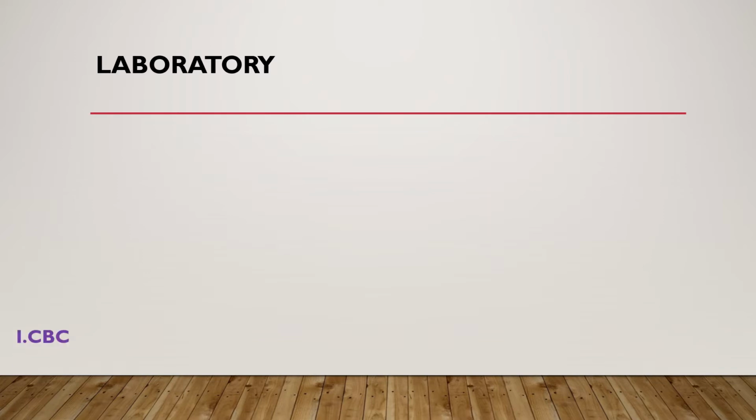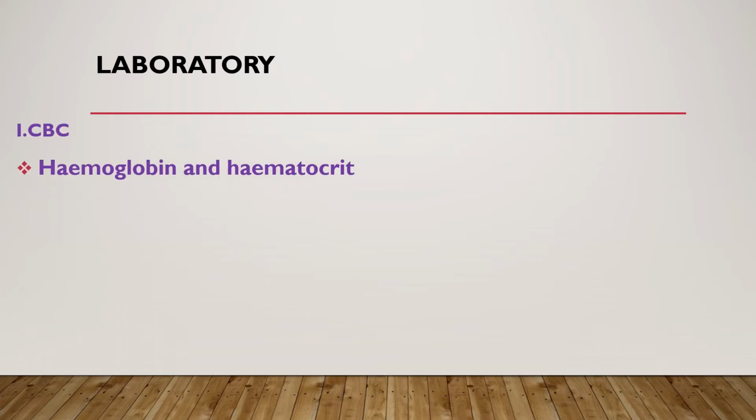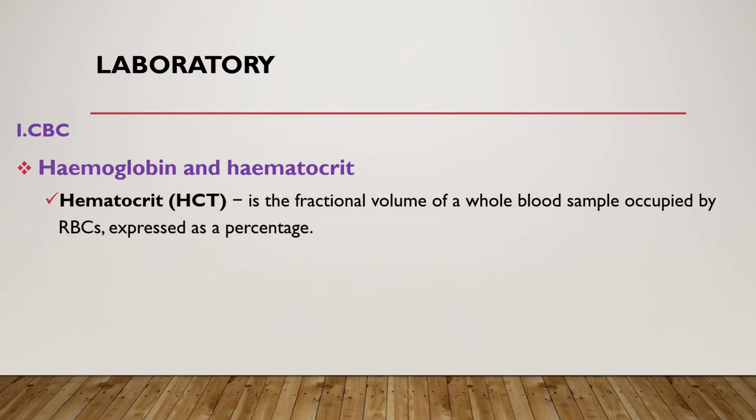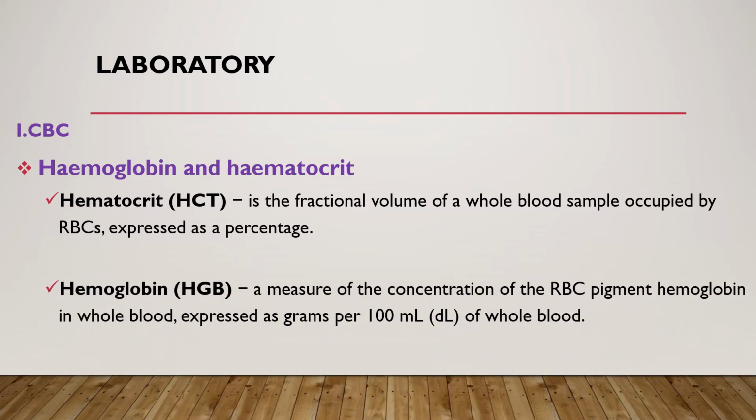We should start from complete blood count. From complete blood count, hemoglobin and hematocrit are very important. Hematocrit is the fractional volume of a whole blood sample which is occupied by RBC, and it's expressed as a percentage. Whereas hemoglobin is a measure of the concentration of the RBC pigment hemoglobin in whole blood, and it's expressed as gram per 100 ml or gram per deciliter of whole blood.